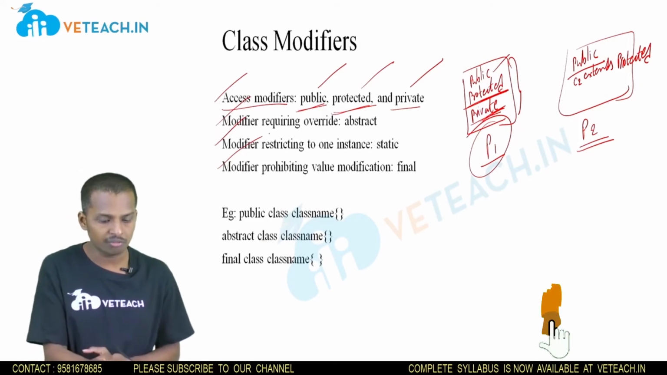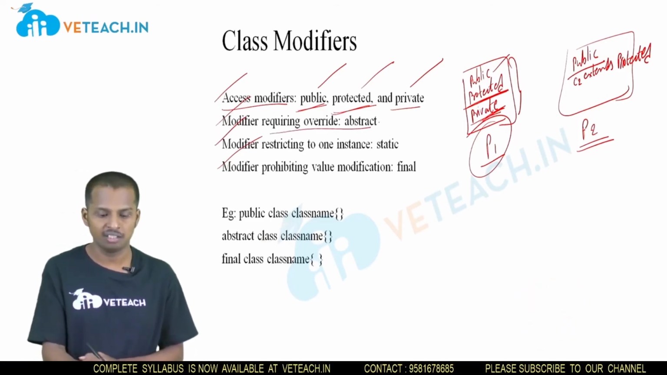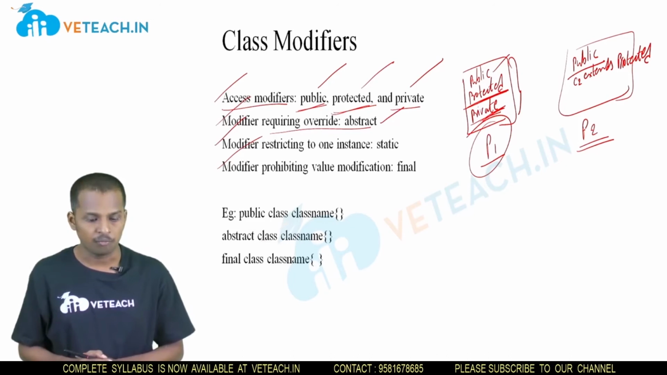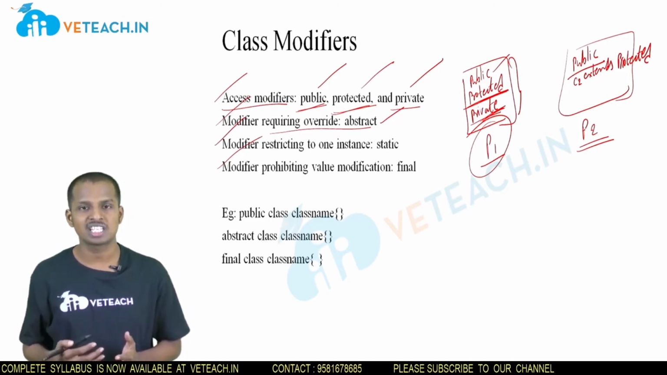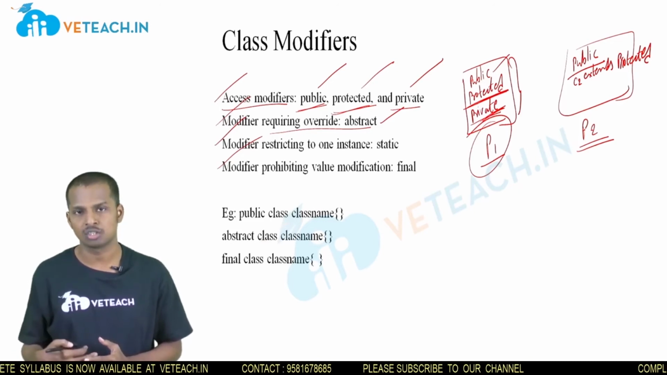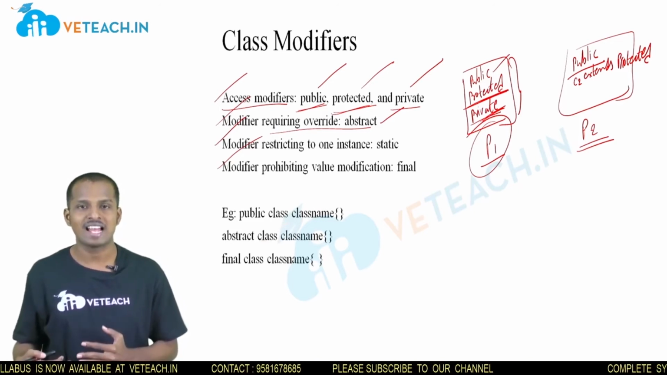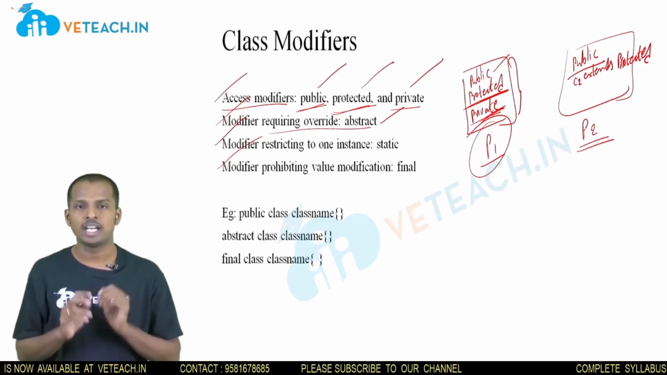Next, coming to the modifier requiring override, we have a keyword known as abstract. When we want to write a class whose definition changes according to the requirement or based on the application, we write those classes as abstract. I'll give a small example.